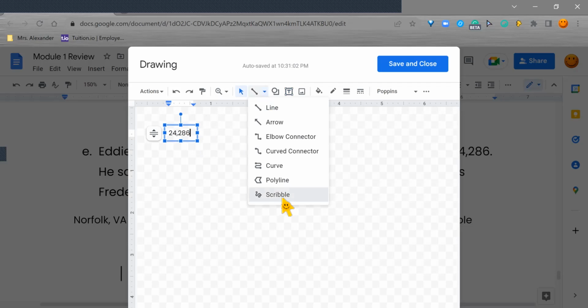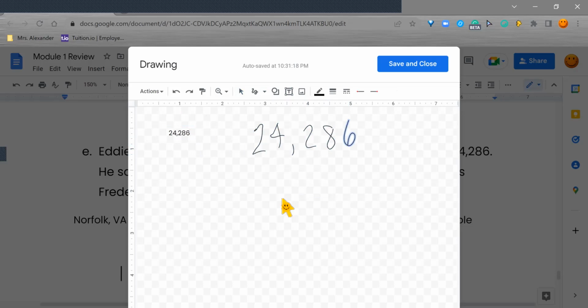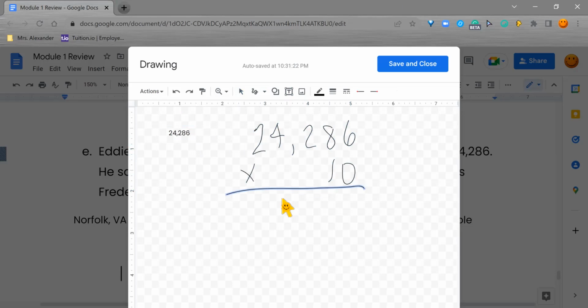Now I'm going to scribble, you guys, because it says it's 10 times bigger. So I'm going to do 24,286, and I'm going to multiply this by 10. Okay, so 0 times this entire number is 0. So I'm going to write a 0 there, and then I'm going to multiply everything by 1. And remember, anything multiplied by 1 is itself. So 6, 8, 2, 4, 2. Now remember, every 3 spots is a comma. So I'm going to go 1, 2, 3. I'm going to put a comma here.